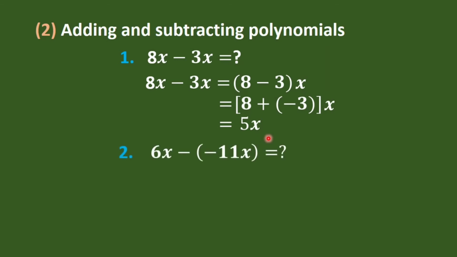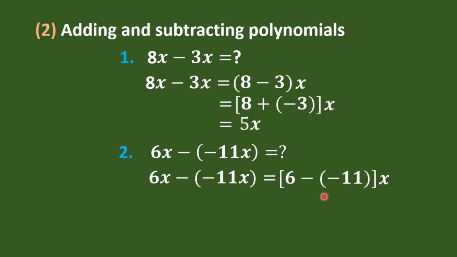Number 2. 6x minus negative 11x. Again, we copy all the numerical coefficients into one quantity or one group. So we have 6 minus negative 11, then apply the rule of subtraction of integers. So 6 minus negative 11, you can have positive 11, then add it to the minuend. You can have 6 plus 11x. The final answer is 17x.